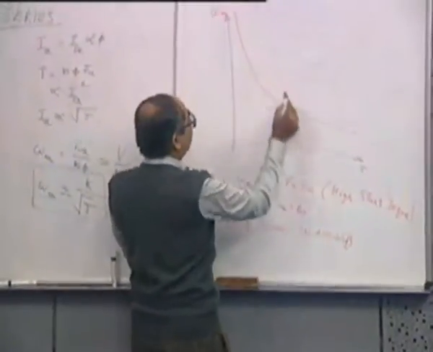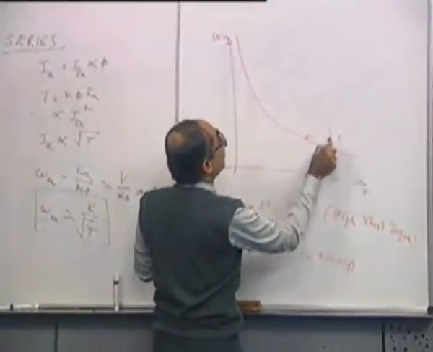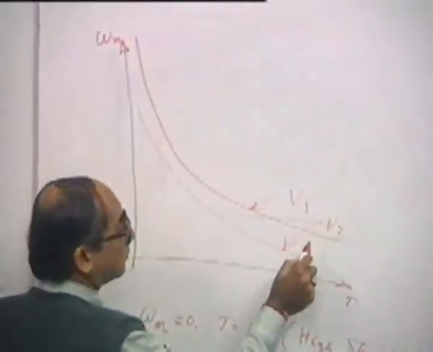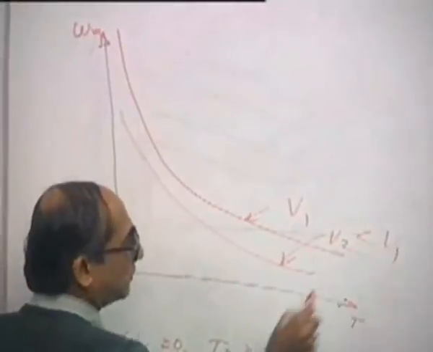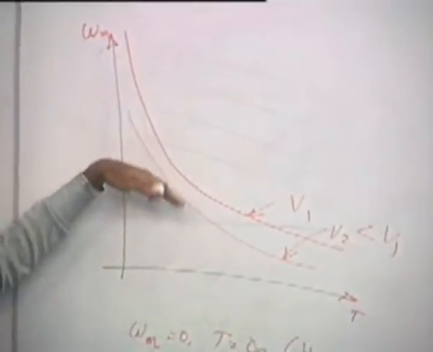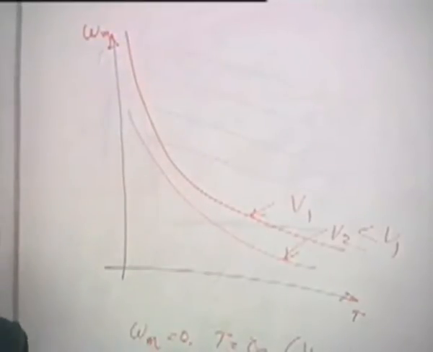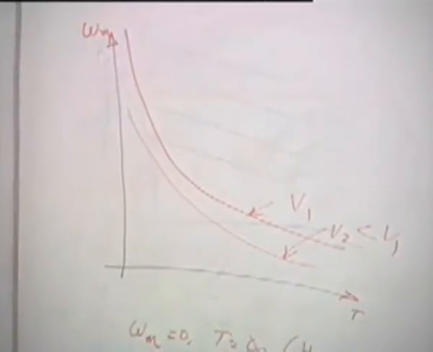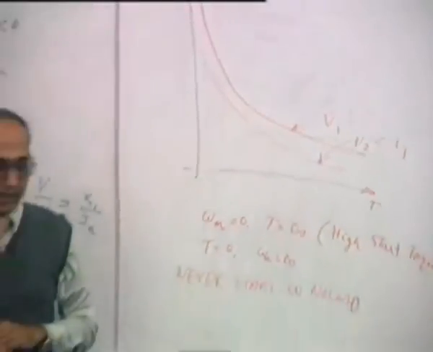Now this may be for V1. Supposing you reduce the voltage, you can also have another characteristic V2, which is less than V1. So you have a series of characteristics which will be parallel like this with torque. Okay. Now the next question is, if we have a combination of series and shunt, what will it look like?